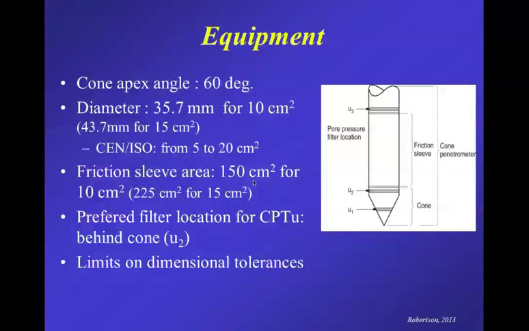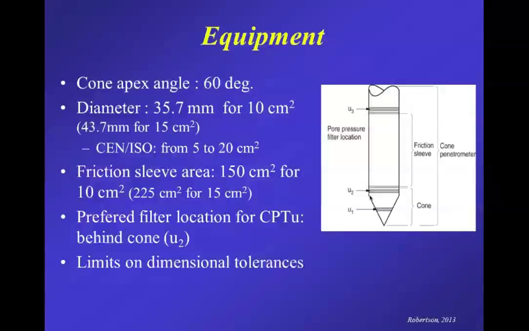Now the friction sleeve, originally 150 square centimeters for the 10 square centimeter cones and 225 square centimeters for the 15 square centimeter cones. Now there are some 15 square centimeter cones that have 200 square centimeter sleeves, but most of the standards now specify it has to be 225, and that's based on a length to diameter ratio to ensure proportionality of the geometry, not proportionality of the area.